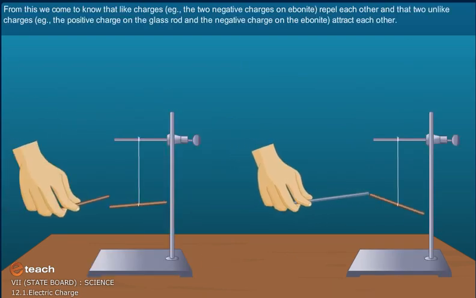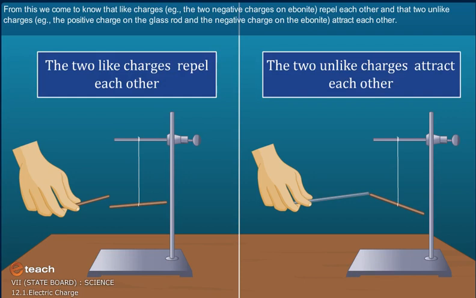From this, we come to know that like charges repel. Example, the two negative charges on ebonite rods repel each other. And unlike charges attract. Example, the positive charge on the glass rod and the negative charge on the ebonite rod attract each other.